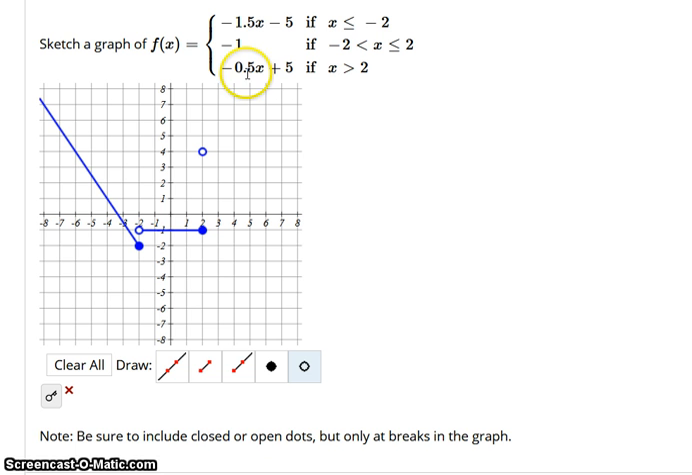And then once again, I could either plug in another number like 3 or 4 or 5, or I could use the slope. I like using the slope. The slope is -1/2. So that tells me to start here and go down 1 and over 2. And there's what your graph should look like. Hope that helps.